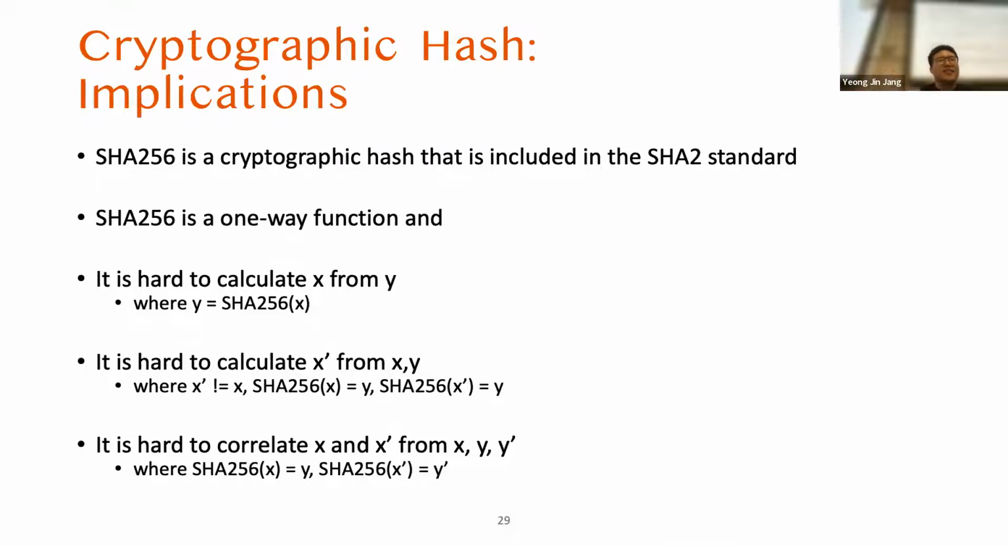We are just digesting an arbitrary-length message, but with the property that, even if you know the hash, it will be hard to find the original message. And even if you know that X and Y pair, it's hard to find another message that generates the same hash value. You also cannot correlate another X from knowing the X and Y pair.